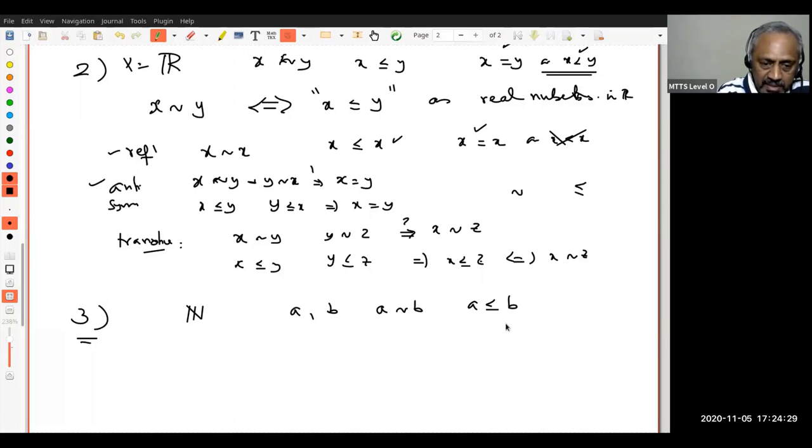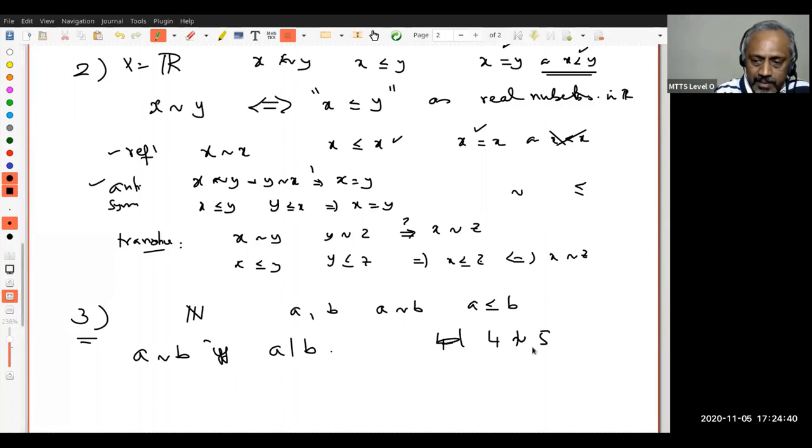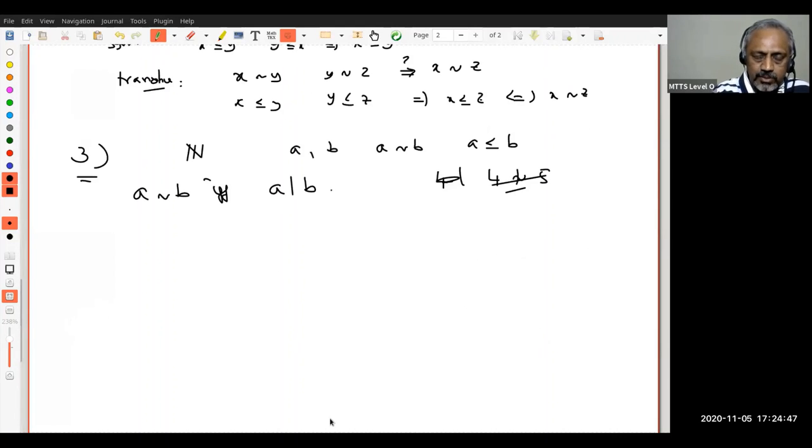So I say a is related to b if and only if a divides b. You understand that? Therefore, 4 is not related to 5 because 4 does not divide 5. You understand that? Okay. Is that clear to all? This is our relation. Now, what are the things I have to prove? Reflexivity. That is clear. a is related to a because a divides a. Notice that this is a natural number, therefore there is no question of 0 here.